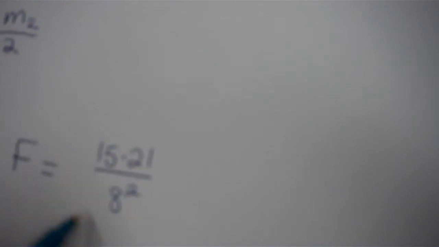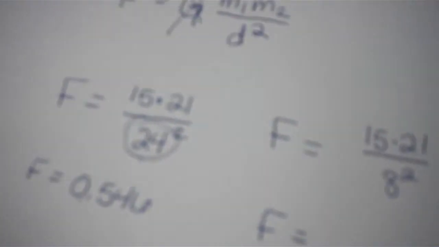Does everybody see how that works? Because we're reducing by a factor of 3. So we're basically dividing by 3. 24 divided by 3 gives us 8, and we're going to square it. So now let's calculate this value. So we have 15 times 21. And we're going to divide it by 8 squared, which is 64. Now we have 4.92.